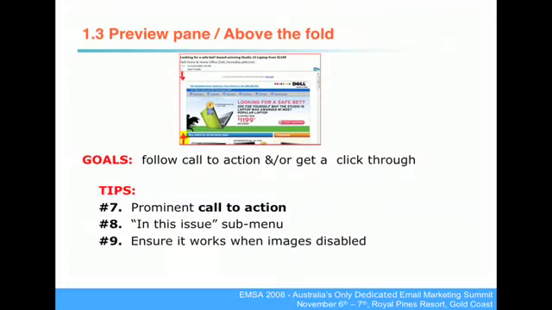Okay, thirdly, the preview pane. Again, the goal here is to get them to follow the call to action, whether that's a click-through or not, chances are it is. So tip number 7, have a prominent call to action. Tip number 8 is, if it's a long email, include an in this issue submenu so that people at a glance can see what's in the newsletter and why they're going to read further. And tip number 9, ensure that it works when the images are disabled. You've seen a few examples yesterday of what happens when you can't read emails because the images are blocked.